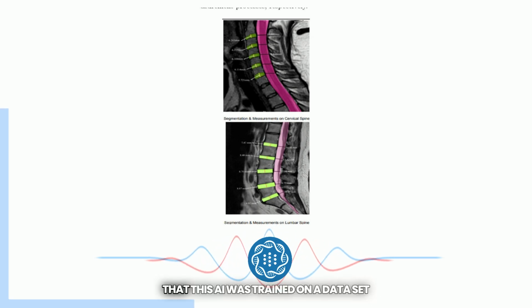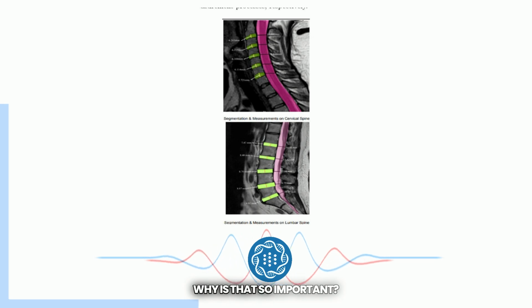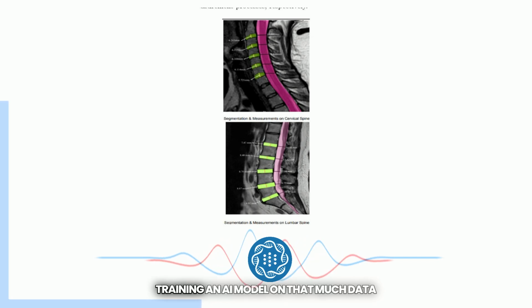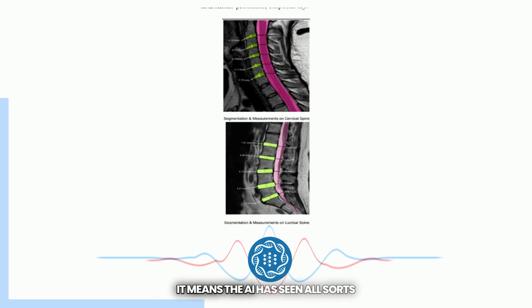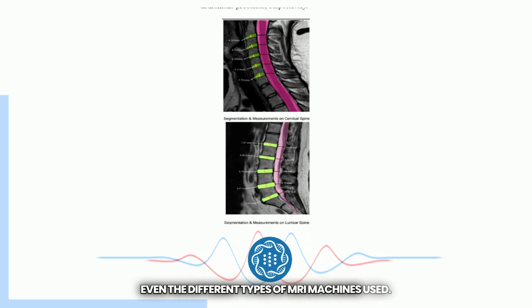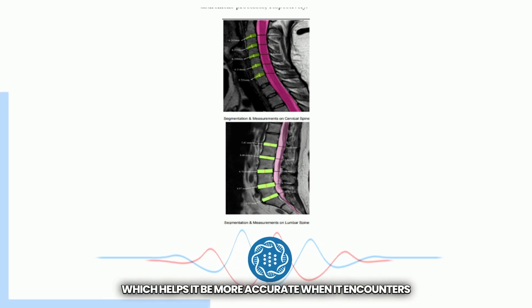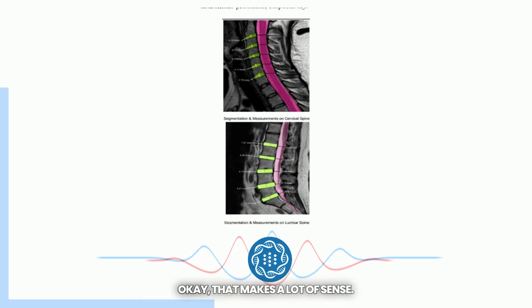When we were talking earlier, you mentioned that this AI was trained on a data set of over 1 million MRI scans. Right, 1 million. That just blows my mind. Why is that so important? That's one of the things that makes this research so significant. Training an AI model on that much data in such a diverse data set, it's huge. It means the AI has seen all sorts of variations in the spinal anatomy, in image quality, even the different types of MRI machines used. So basically, it's had a really good education, which helps it be more accurate when it encounters new images, ones it's never seen before. It's like the more experience the AI has, the better it gets at handling whatever you throw at it. Precisely. Okay, that makes a lot of sense.